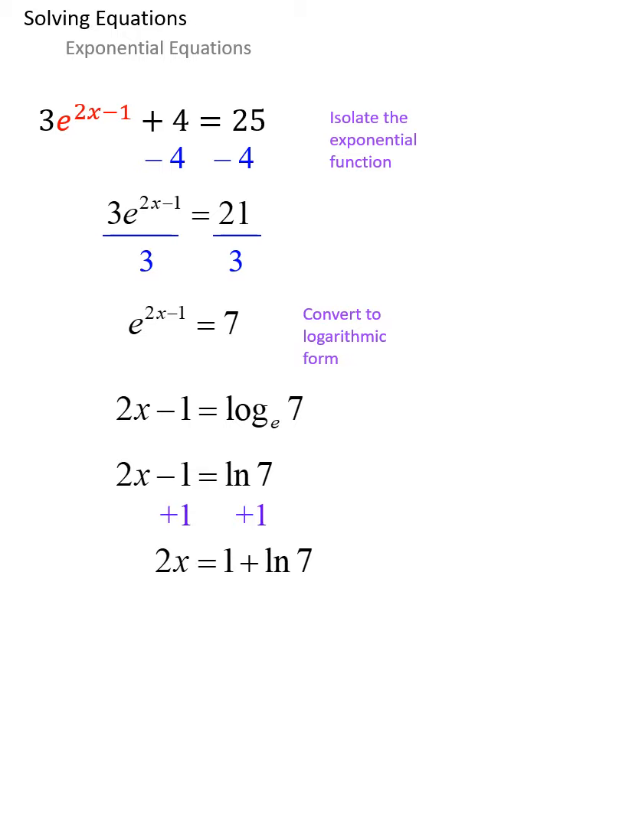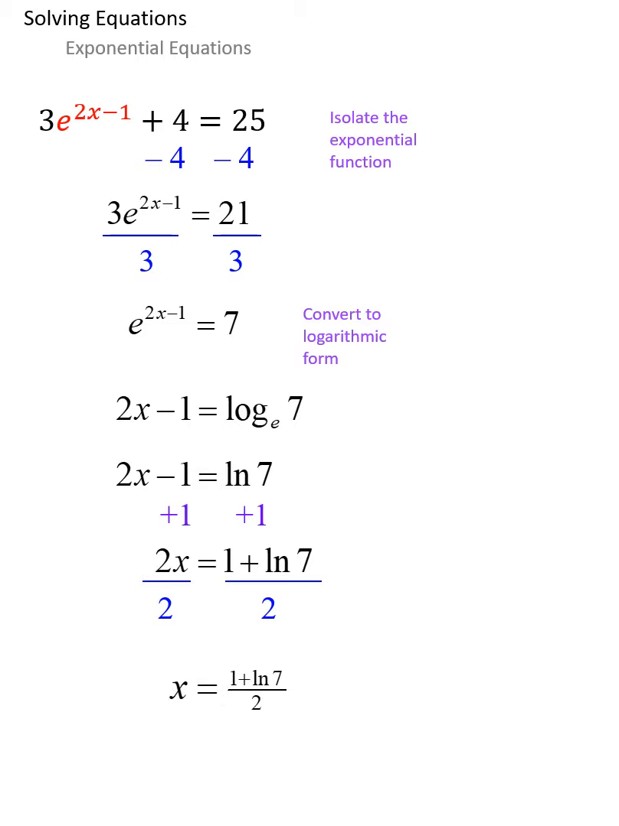I'll add 1 to both sides. Now 1 plus the natural log of 7 doesn't become the natural log of 8 or anything like that. Be careful. A whole number added to a logarithm doesn't generally simplify. Not without a calculator. And now to solve for x, I'll divide both sides by 2.